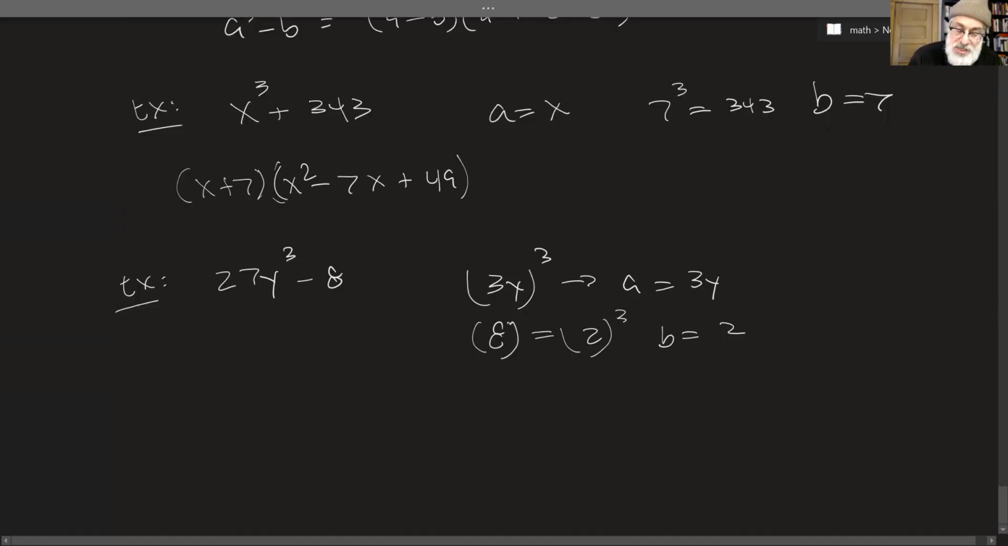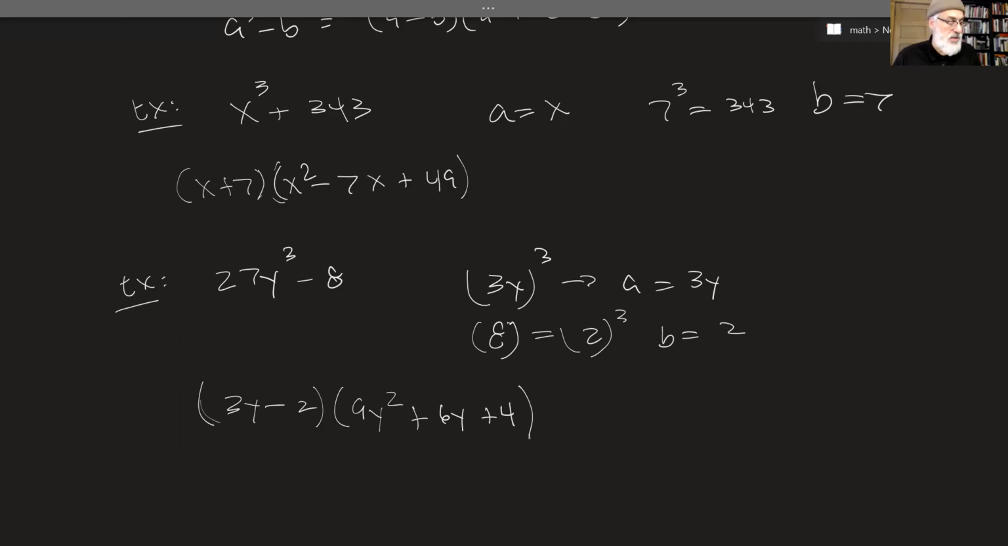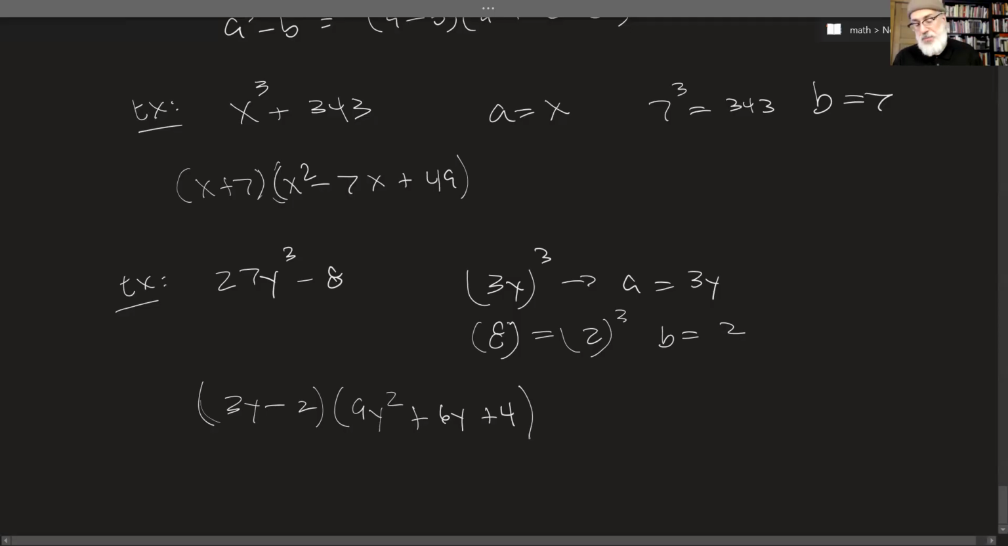So we put it into our second form, which means that we have 3y minus 2 times, now we have 3y squared, right? So that's 9y squared plus ab. So ab is 6y. And then b squared, which is 4. Well, that's a factorization. Again, we would ask ourselves if 9y squared plus 6y plus 4 is factorable. We're going to say no for now. We can always look at that a little bit later in the course.